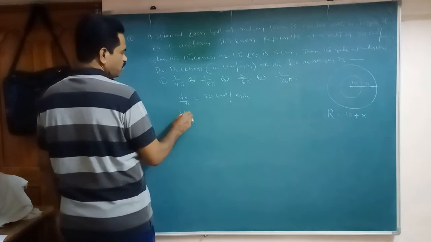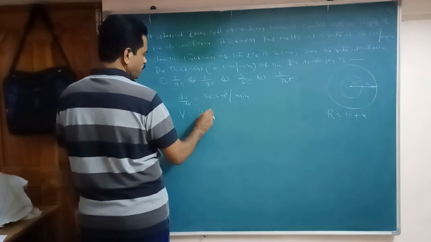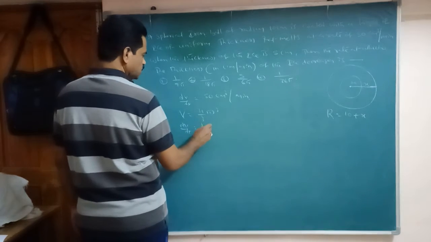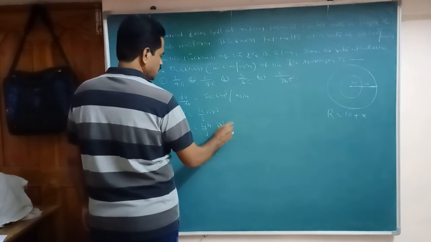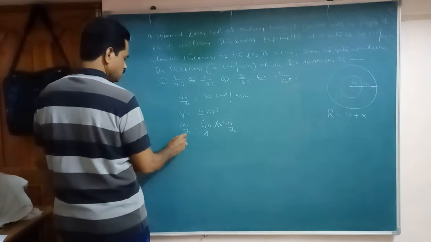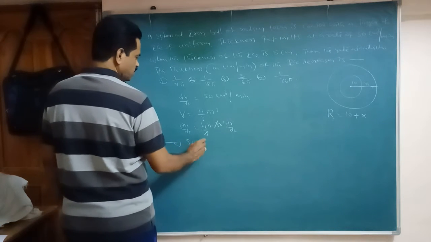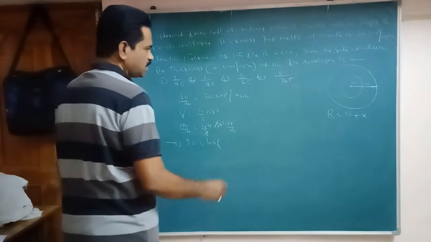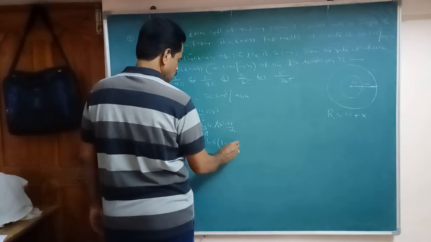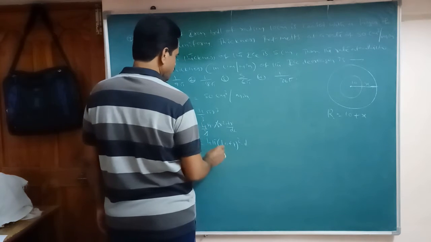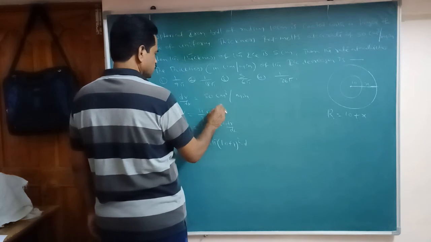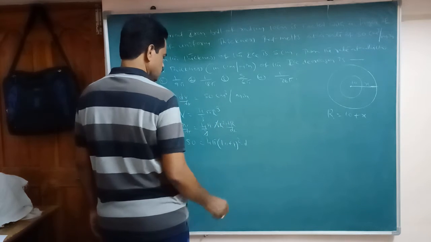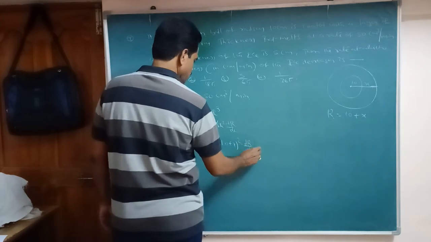The volume of the sphere is 4 by 3 pi r cube. So dV by dt equals 4 by 3 pi into 3 r square dr by dt. The 3 cancels. dV by dt is 50, which equals 4 pi into r square, where r is 10 plus x whole square. Here this is capital R, so you take capital R square into dr by dt.